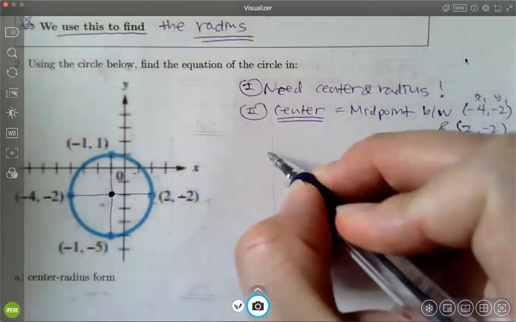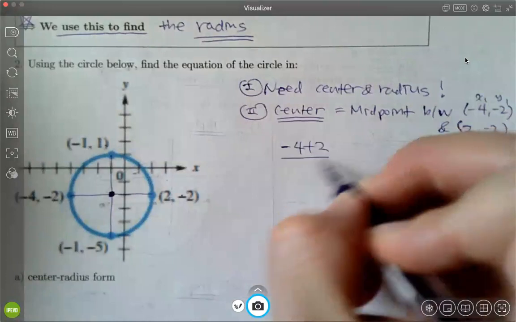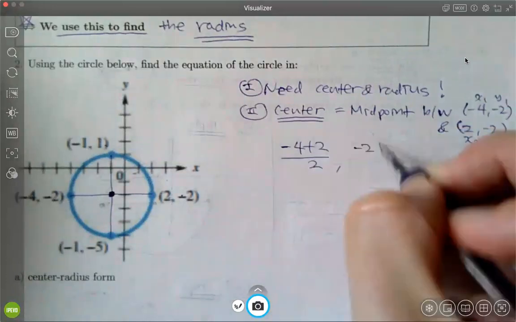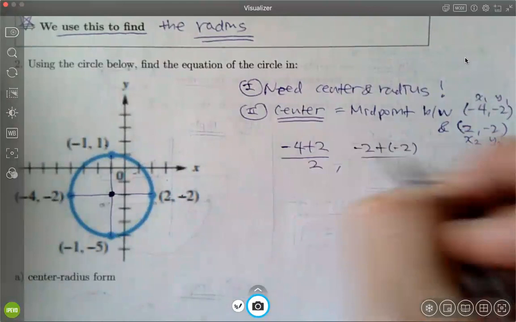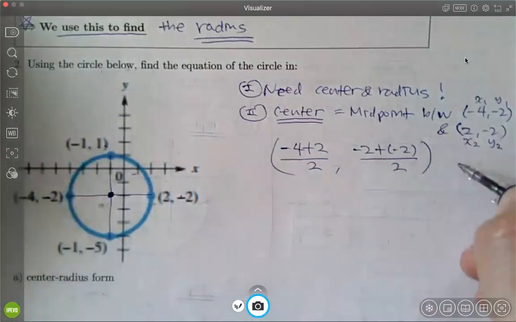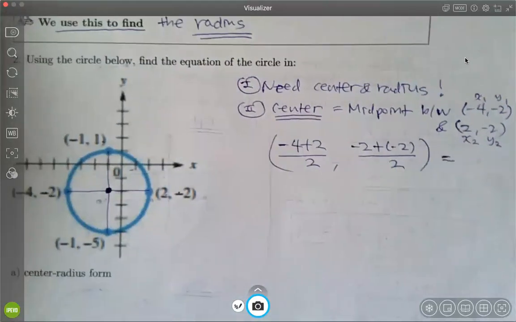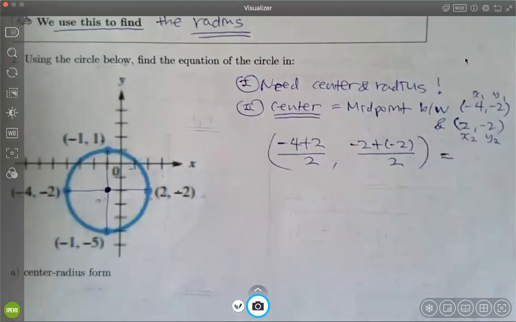So this is equal to what? -4 plus 2 all over 2, comma, -2 plus -2 all over 2. And then put them inside an ordered pair. So now, what is -4 plus 2 all over 2? Yeah, we need to add the x coordinates, right?